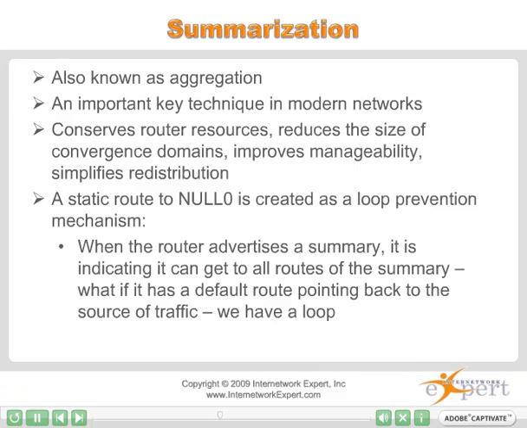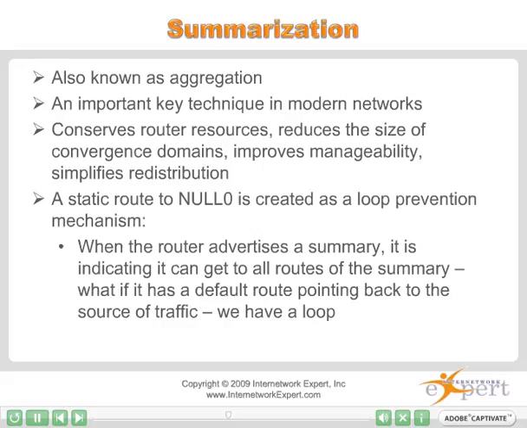Summarization, also known as prefix aggregation, is a great technique used in modern networks in order to conserve router resources, reduce the size of our convergence domains, improve manageability, and simplify redistribution. When we say reduce the size of convergence domains, what we're referring to is literally there being a change in the network and routers not having to update a lot of other routers about that change.